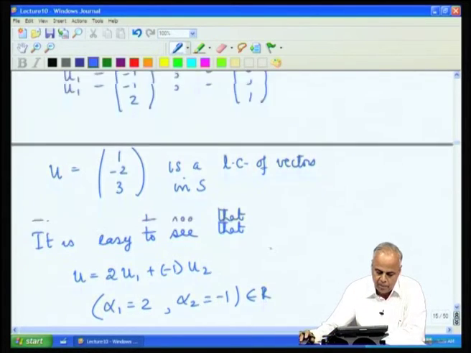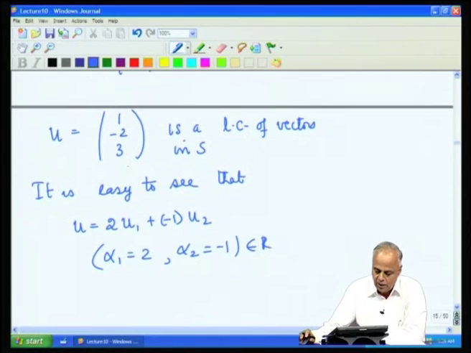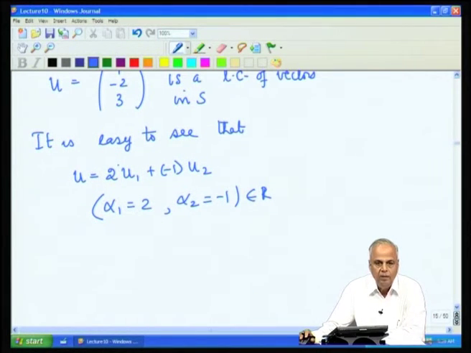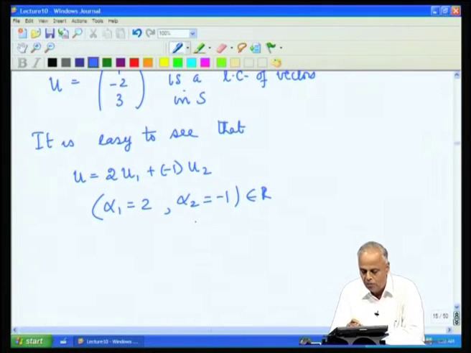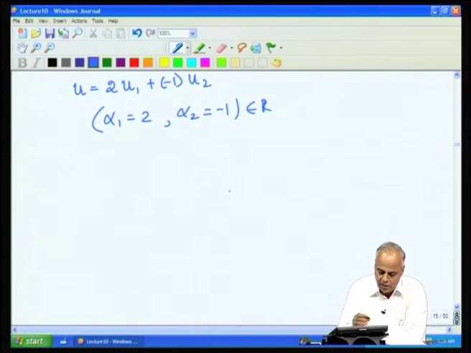Remember, our vector space is R3 and we must find the scalars in the field F, that is R, and that is what we have found. We have found alpha 1 and alpha 2, both real numbers. So, that is our first example. Let us look at our next example.